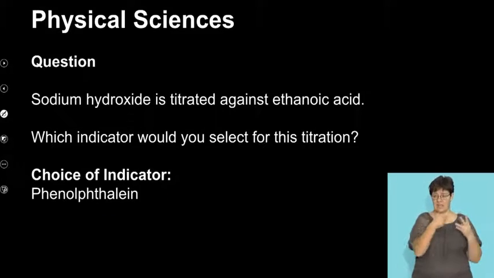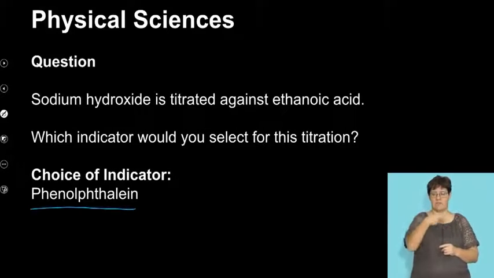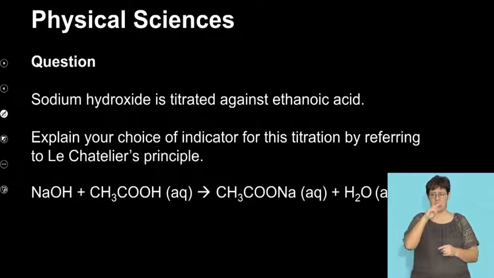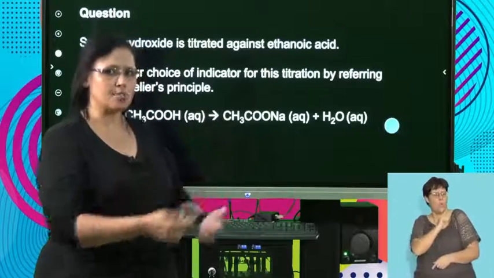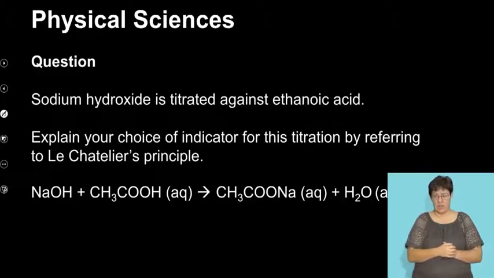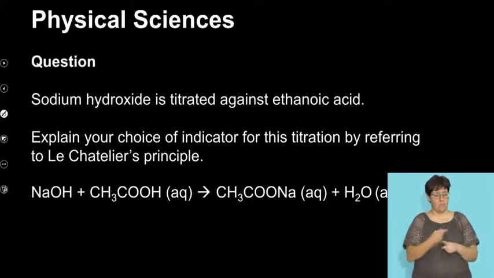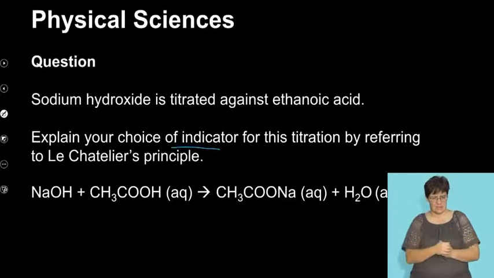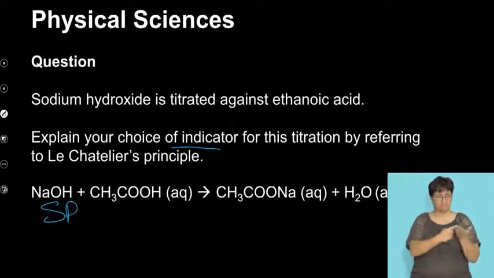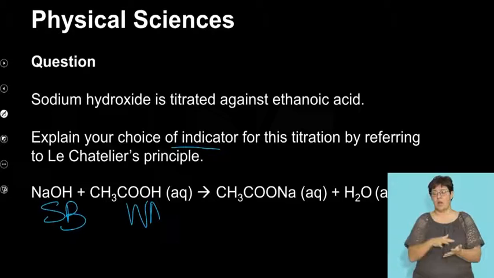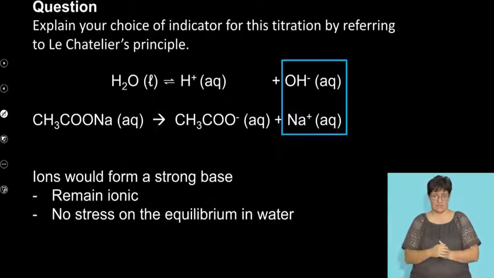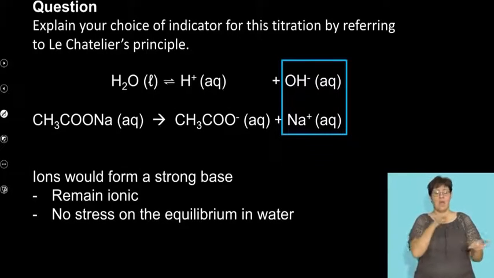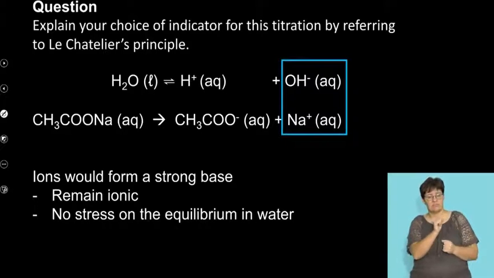So which indicator would you select? We said that we will use phenolphthalein, but we always need to answer why that specific indicator. When we answer which indicator, we need to say that the choice comes from the fact that we were using a strong base and a weak acid. Explain your choice of that indicator as I said. You need to talk about the fact that it's a strong base and a weak acid that's reacting. So explain in terms of the reaction in front of you.